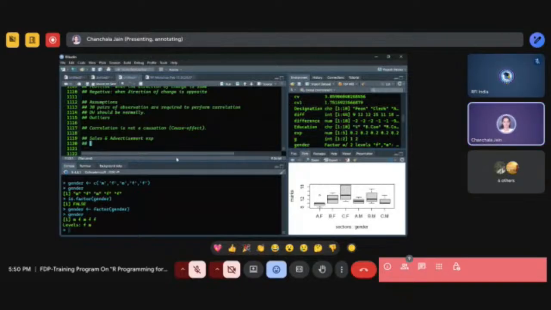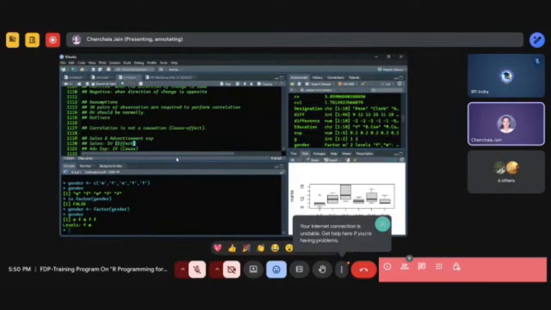Very true. Sales is affected by advertisement. So I can say sales is the effect, right? And advertisement expenditure can be the cause, so it can be the independent variable. It is a cause, this is the effect, right?